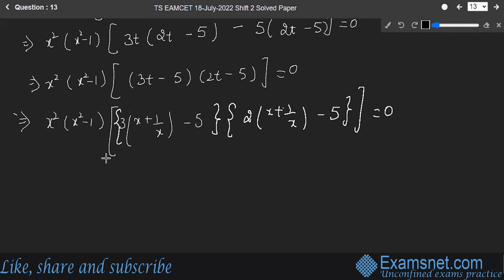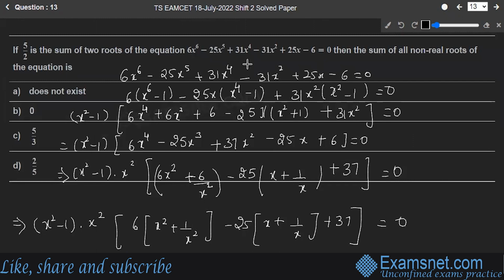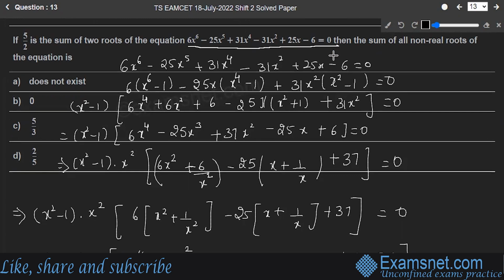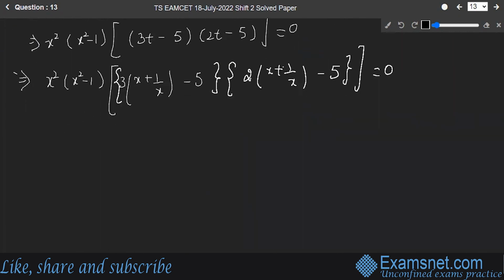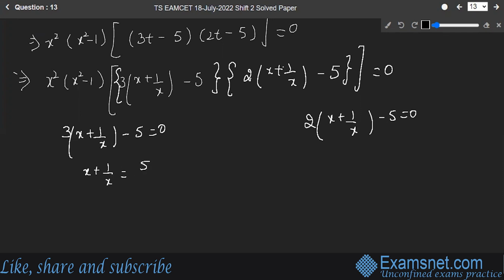Now, you know one thing that, see, in the question it is given that this is the sum of the roots. Okay, fine. x cannot be equal to 0 because this is not a root. Look at the equation. x is equal to 0 is not the root. So that means 3 x plus 1 upon x minus 5 is equal to 0, or 2 x plus 1 upon x minus 5 is equal to 0, which gives you x plus 1 upon x is equal to 5 by 3, or x plus 1 upon x is equal to 5 by 2.